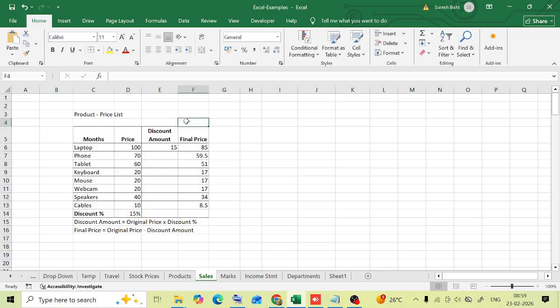Here's a bonus tip. So let's say you have the discounted price. How do you calculate the original price from the discounted price? So to calculate the original price, you say is equal to discounted price divided by 1 minus the discount percentage. This will give you the original price.